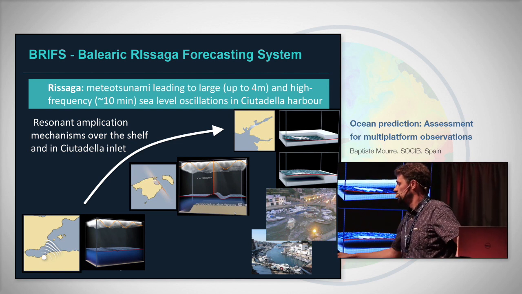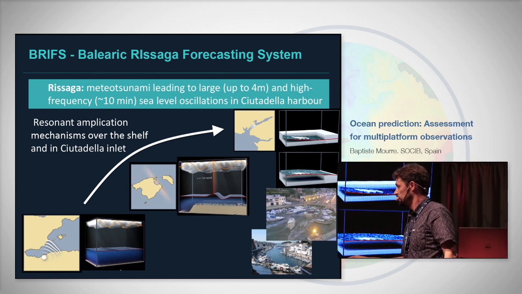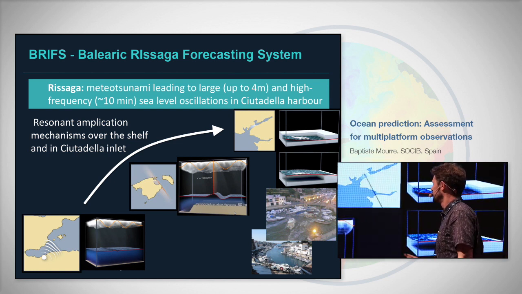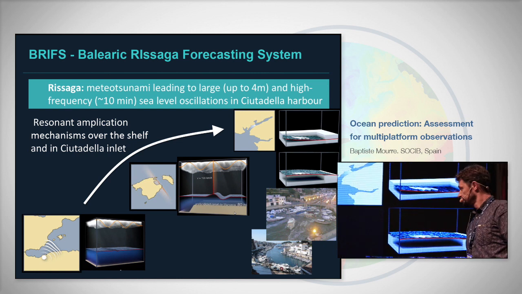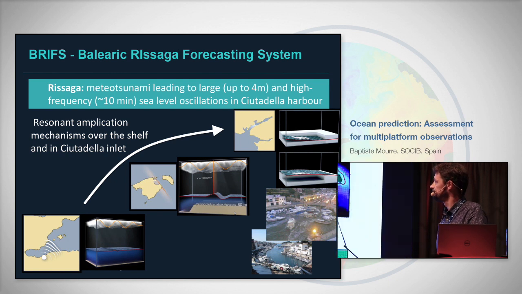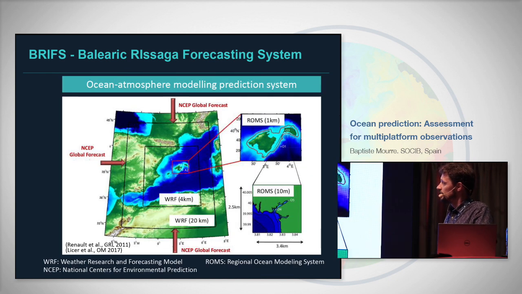So what is important here is to represent the atmospheric pressure oscillations. We really need a high resolution, 10-minute phenomenon in the harbor, and the response in the ocean is mainly a 2D problem, a barotropic problem. So to do that, we have implemented this ocean atmosphere modeling prediction system.